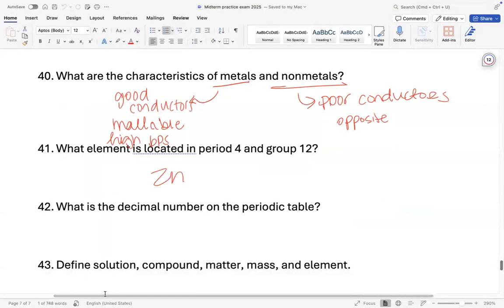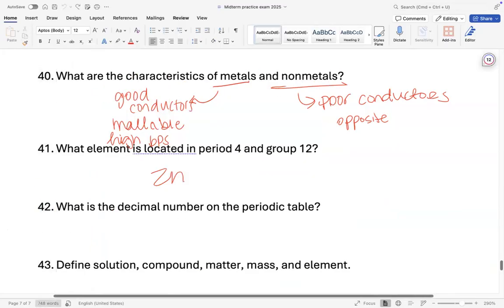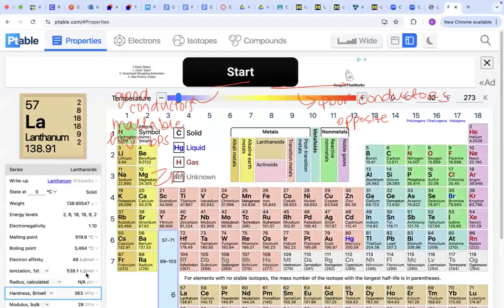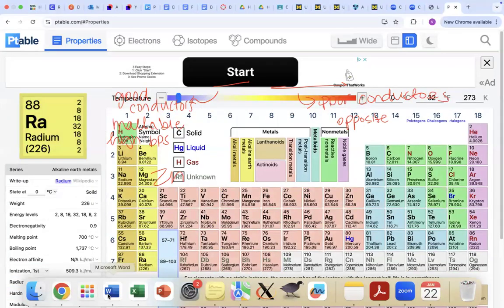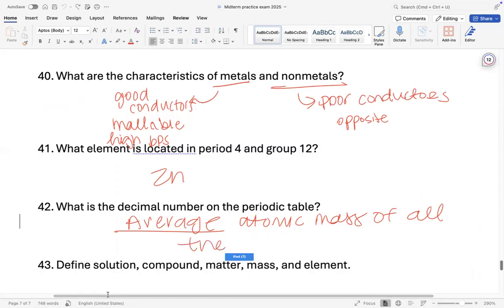All right, so what is the decimal that's on the periodic table? The question isn't actually on your test written like this. This is just kind of the way I wrote it for the review. So that decimal number, right? That is the atomic mass, but it's the average atomic mass of all the isotopes in basically the world. So focusing on that definition.